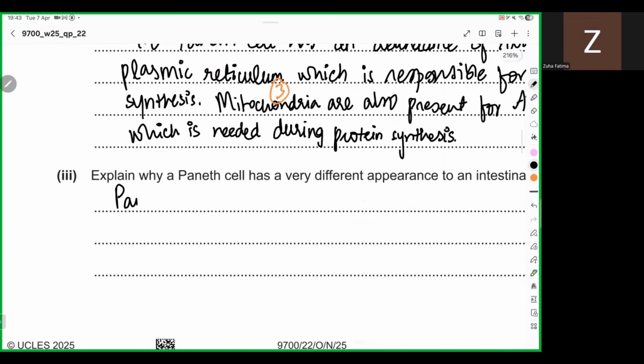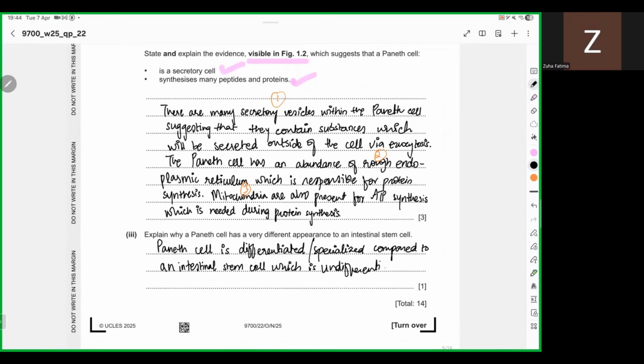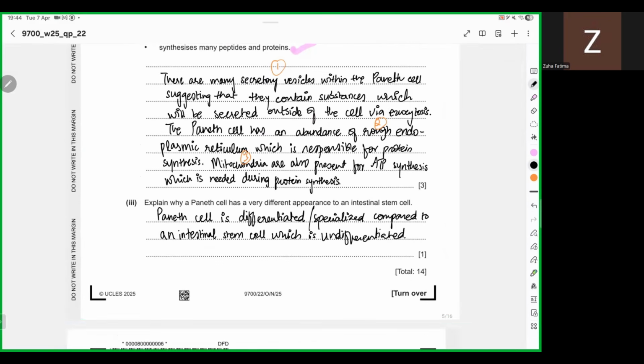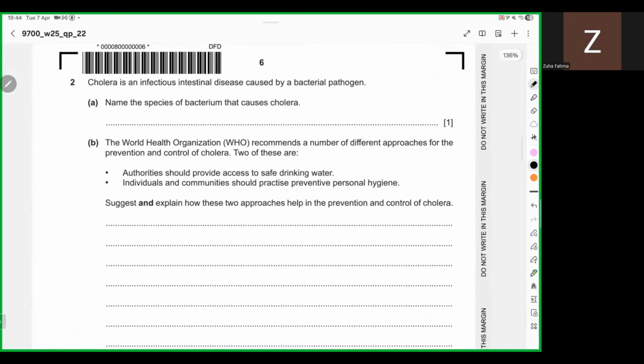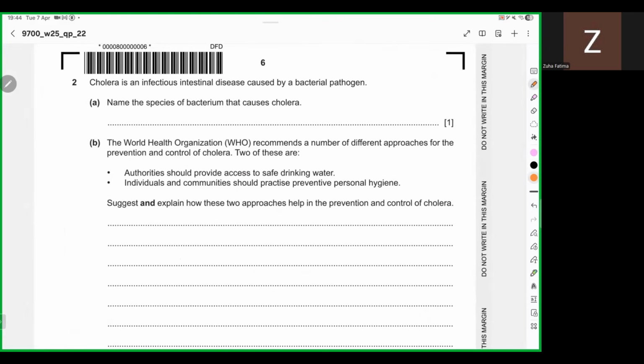So Paneth cell, let's move towards the next question. Cholera is an infectious intestinal disease caused by a bacterial pathogen. Name the species of bacterium that causes cholera. So that is Vibrio cholerae.